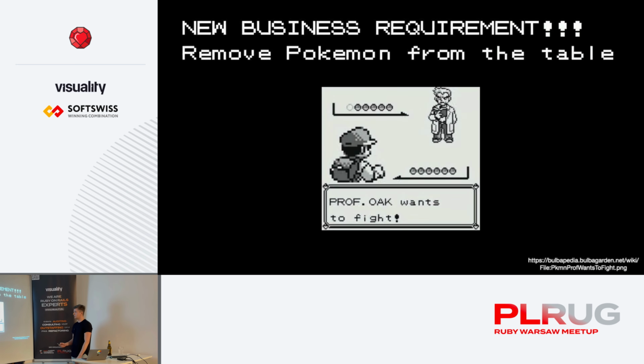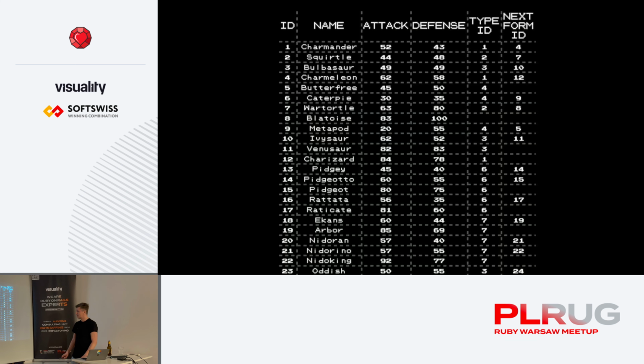This time, we are supposed to remove Pokemons from the table. Okay, for some reason, I don't know, maybe they are extinct or whatever. So it turns out we need to get rid of those two for some reason. We don't really care, we just got the IDs.